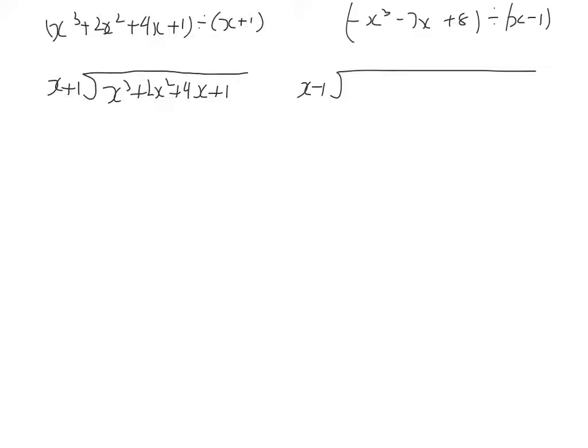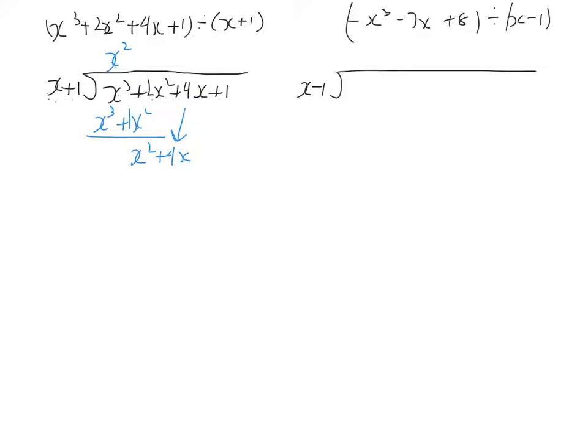So x cubed divided by x gives us x squared. Then we say x squared multiplied by x gives us x cubed. X squared times 1 gives us plus x squared. And then we subtract. If we subtract these, the first term, the term on the left, we're always going to get 0, so we won't worry about writing that down. 2x squared minus 1x squared gives us x squared. And then we bring down our other term, so we've got a plus 4x.